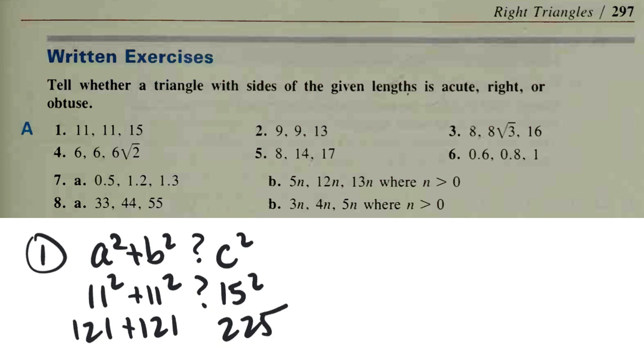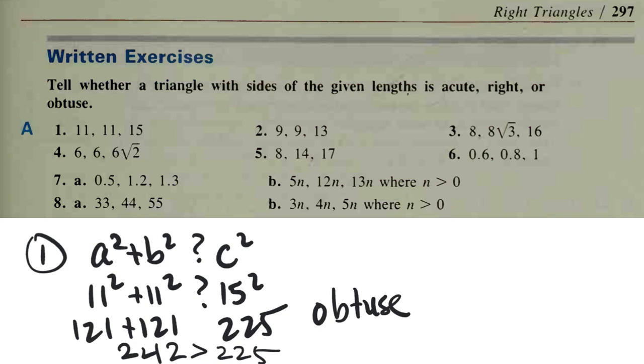And so 121 plus 121, that's 242. So squeezing this in, 242 is greater than 225. What that tells us is that it has to be an obtuse triangle.